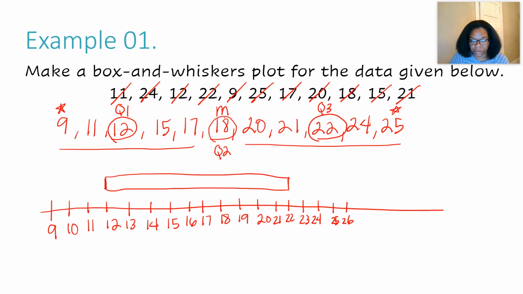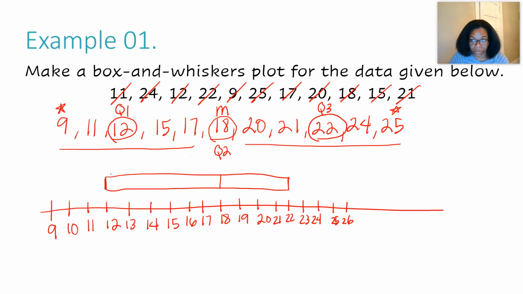Okay, now I need to draw a line in the center of the box for my median. And where do I put that line? At whatever number my median is, or the Q2. And that's at 18. So my line's going to be here. So please note, the line isn't necessarily going to be in the center of the box.